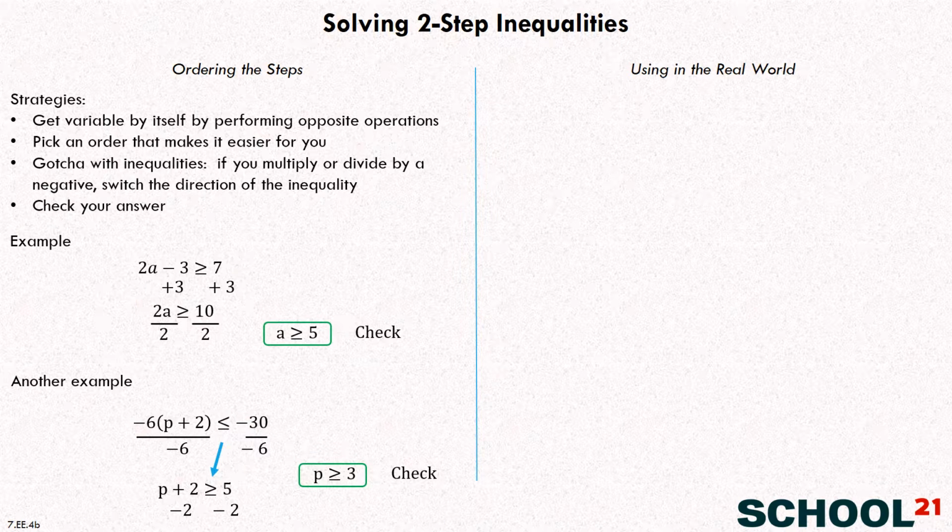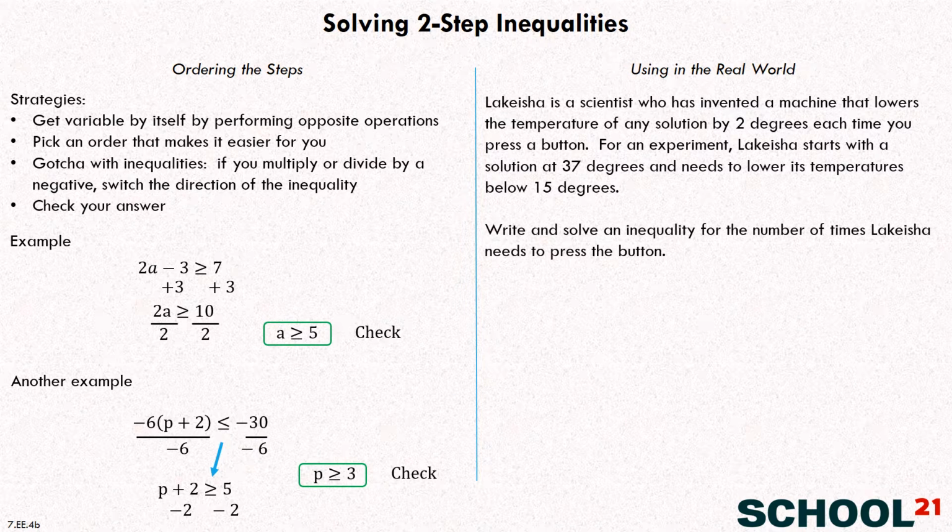Now, how are these things used in the real world? Let's look at an example. Lakeisha is a scientist who has invented a machine that lowers the temperature of any solution by 2 degrees each time you press a button on the machine. For an experiment, Lakeisha starts with a solution at 37 degrees and needs to lower its temperature below 15 degrees. Write and solve an inequality for the number of times Lakeisha needs to press the button.